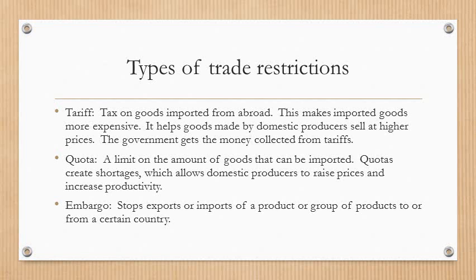Types of trade restrictions. A tariff is a tax on goods imported from abroad. This makes the imported goods more expensive. It helps goods made by domestic producers sell at higher prices. The government gets the money that's collected from the tariff.